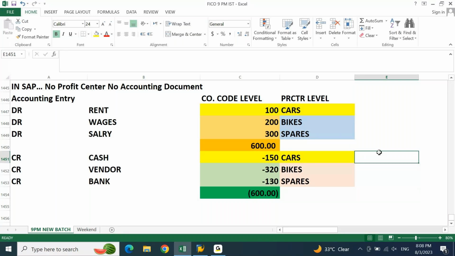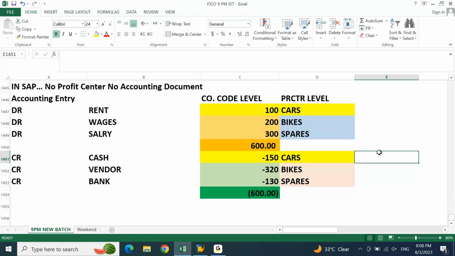Sorry, sir. But sir, I have one doubt here. GLs are related to expense accounts, right, sir? Then why do we need to assign the profit center with the expense GL? It should be cost center, instead of profit center, sir.